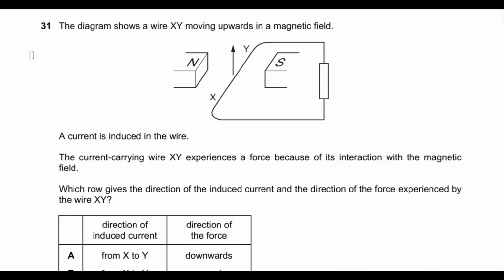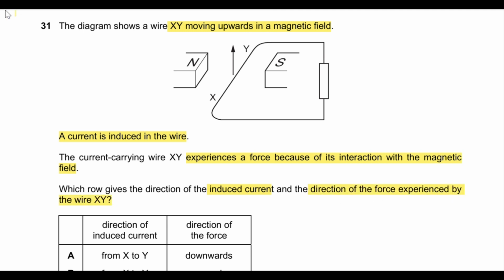Question number 31 says the diagram shows a wire XY moving upward in a magnetic field. A current is induced in the wire. The current carrying wire XY experiences a force because of its interaction with the magnetic field. Which row gives the direction of induced current and the direction of force experienced by the wire XY?